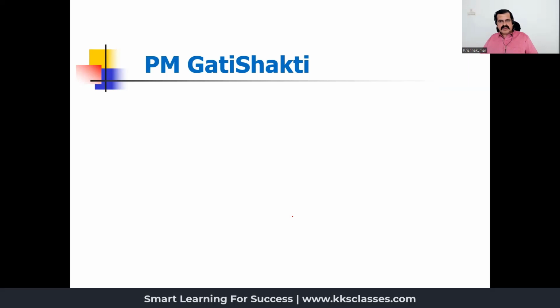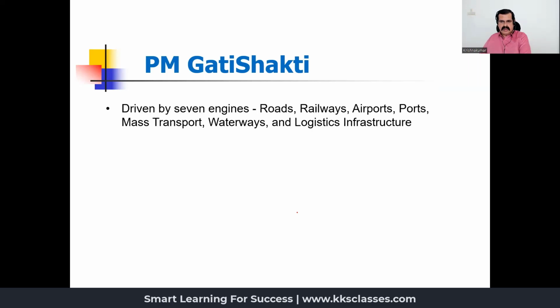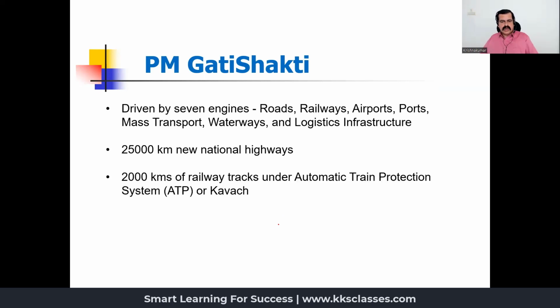The first is the Prime Minister Gati Shakti National Master Plan. Now this brings together 7 engines of infrastructure, which is roads, railways, airports, ports, mass transport, waterways and logistics. Now 25,000 kilometers of new national highways will be built during the next financial year. Along with that, 2,000 kilometers of railway tracks will be brought under the automatic train protection system, which is better known as Kavach. And what is that?